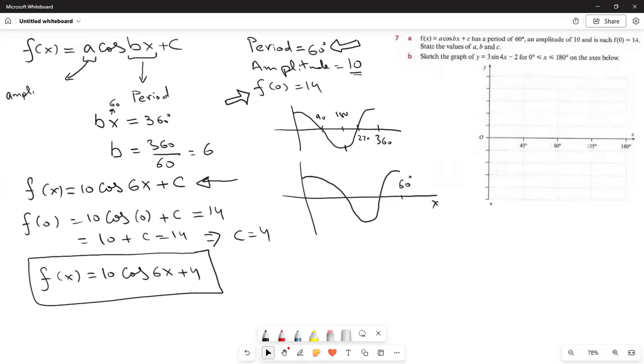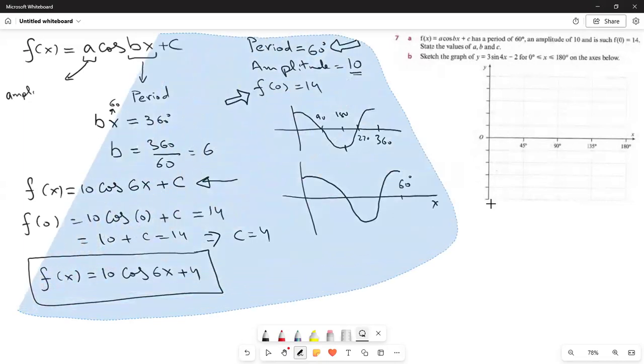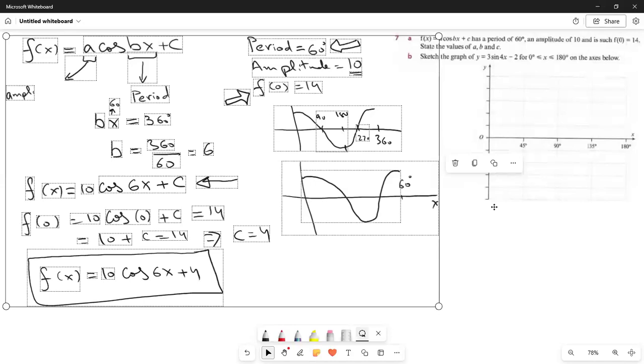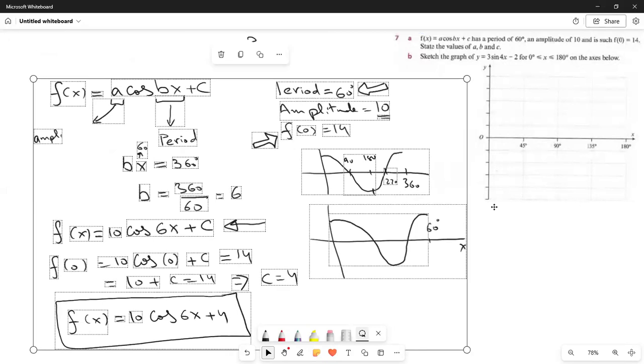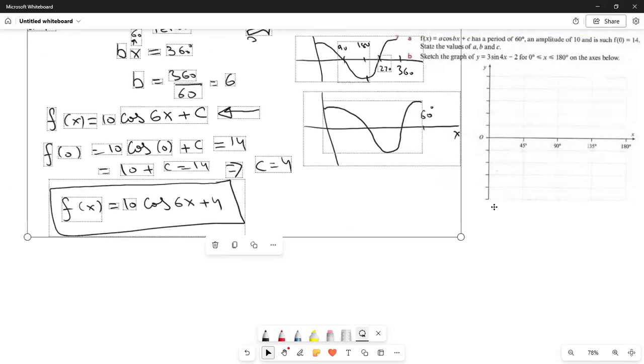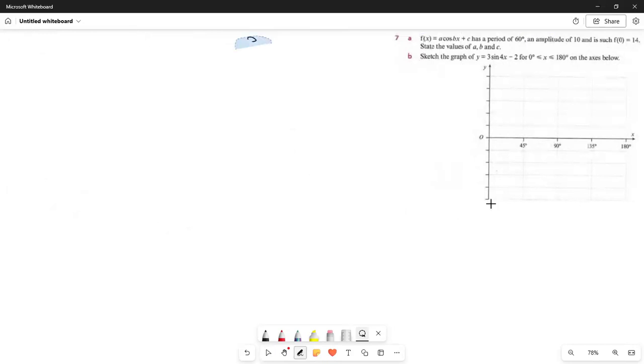In order to do B, I need some space. I'm going to erase all of this. Where is my eraser? I always have this problem. Okay, here you go.